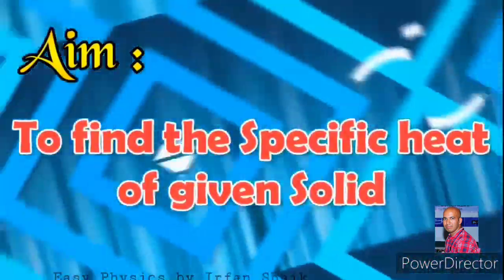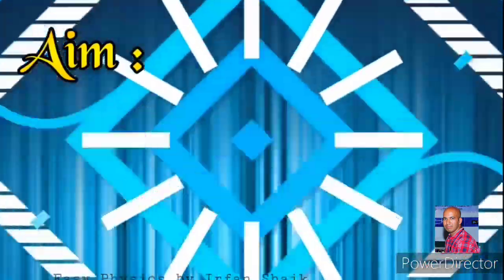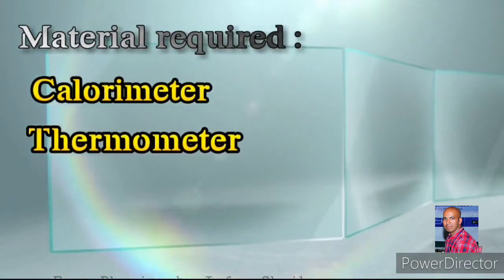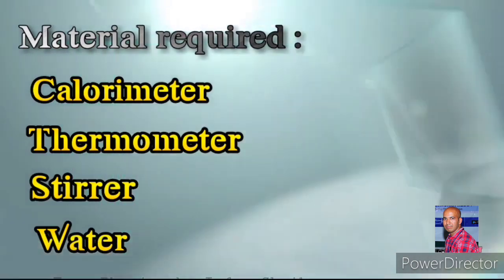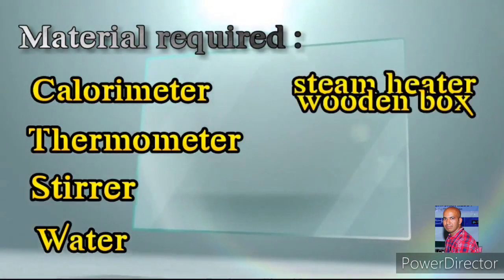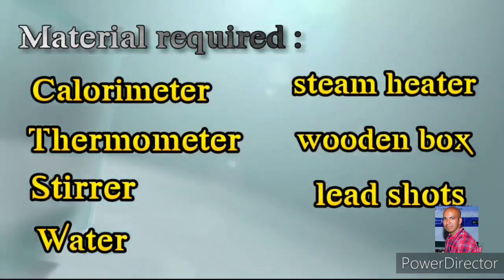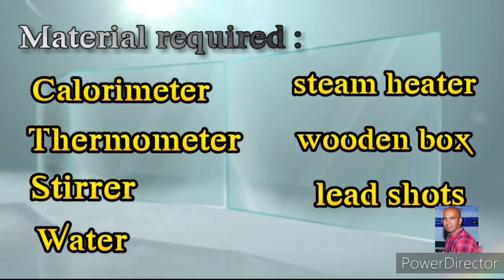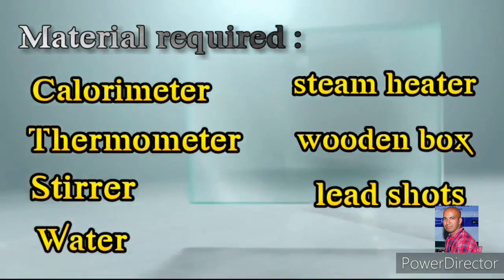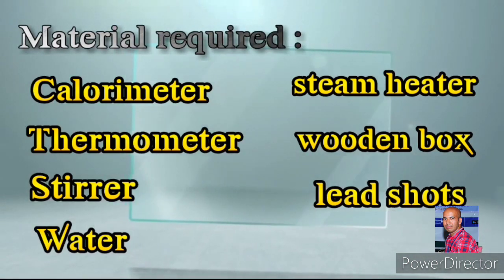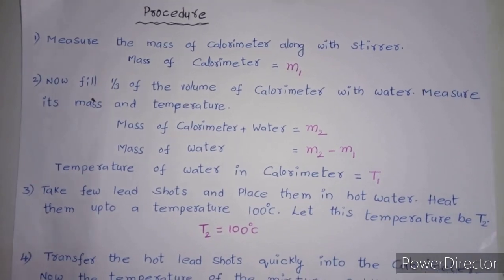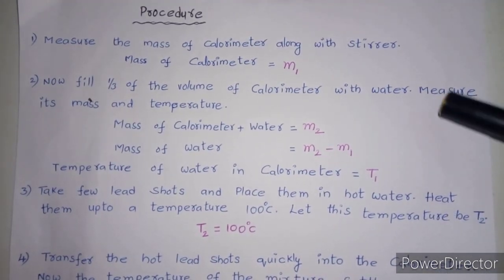Now let us learn how to find the specific heat of a given solid. Materials required: calorimeter, thermometer, stirrer, water, steam heater, wooden box, and lead shots. Now let us go to the procedure of this experiment.